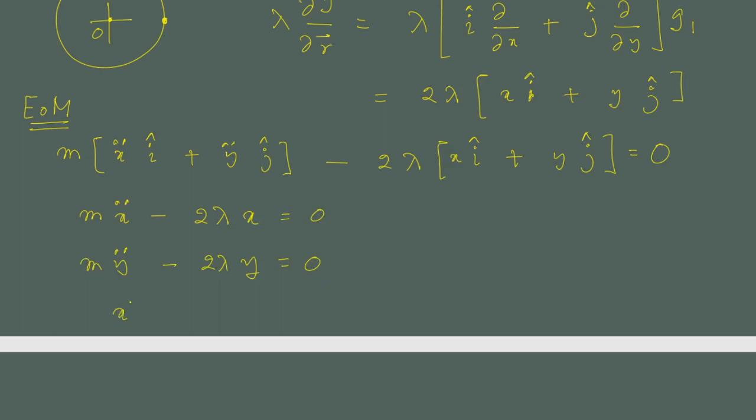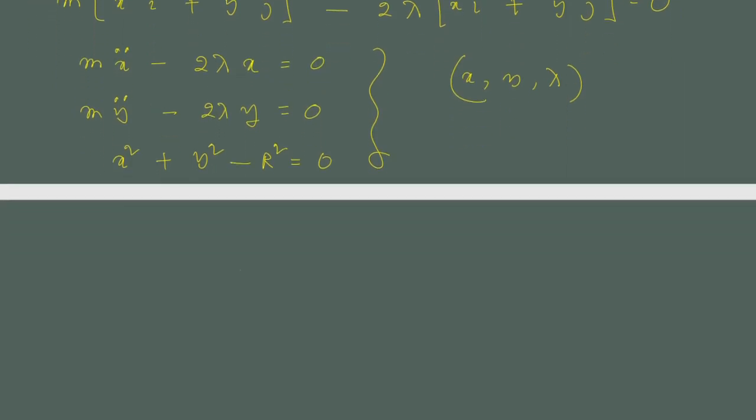And of course there is a third constraint equation. So the total number of equations is 3, and we have 3 unknowns: x, y and lambda. Now how do we solve it? Well, the trick is to use the constraint relation. One easy way of removing x and y using the constraint relation is to assume a parametric form, say x equal to r cosine theta and y equal to r sine theta.